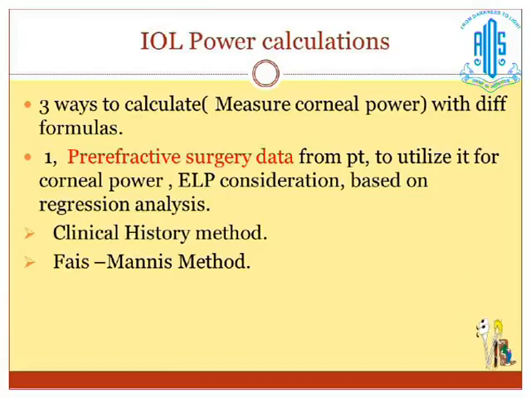To overcome these IOL power calculation problems, there are 3 different ways to calculate using different formulas. One, the patient's pre-refractive data is available. Certain formulas are made to utilize the pre-existing corneal power, then consider the effective lens position, and based on regression analysis, these formulas are made, like the clinical history method or Feiz-Mannis method.